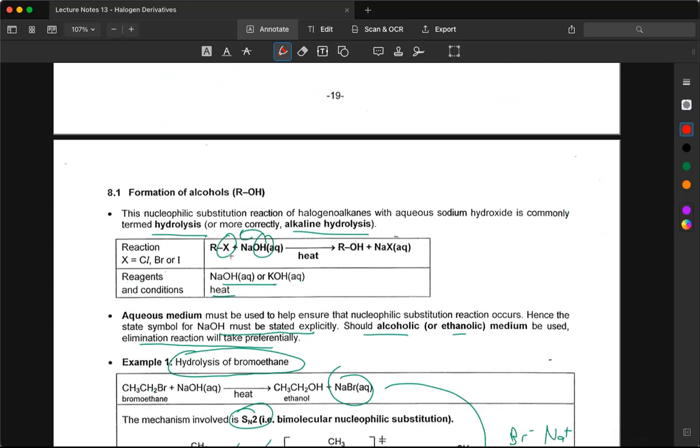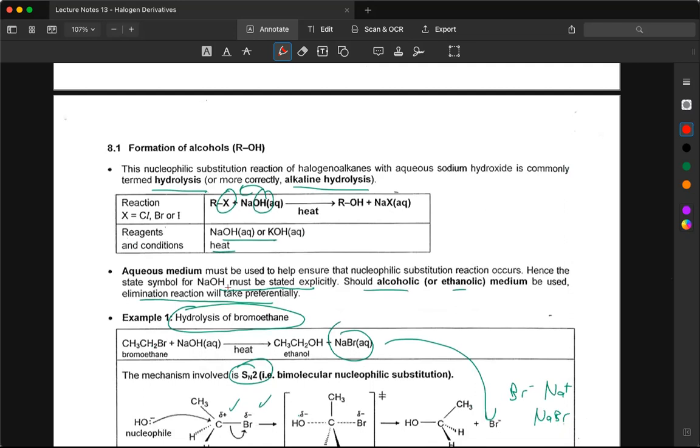The nucleophilic substitution reaction of halogenoalkanes with aqueous sodium hydroxide is commonly termed hydrolysis or alkaline hydrolysis. So the reagent involved will be sodium hydroxide or potassium hydroxide, and heating. Aqueous medium must be used to ensure that nucleophilic substitution occurs. So the state symbol of sodium hydroxide must be stated explicitly. Should alcoholic medium be used, elimination reaction will take place preferentially.